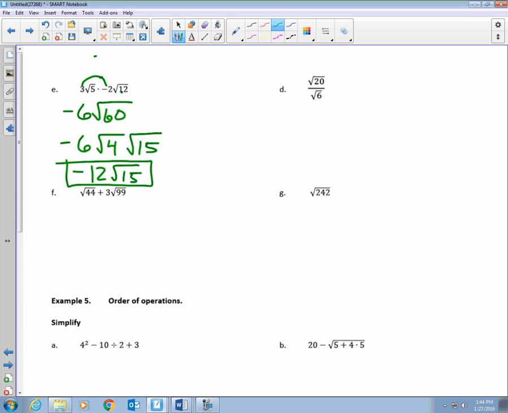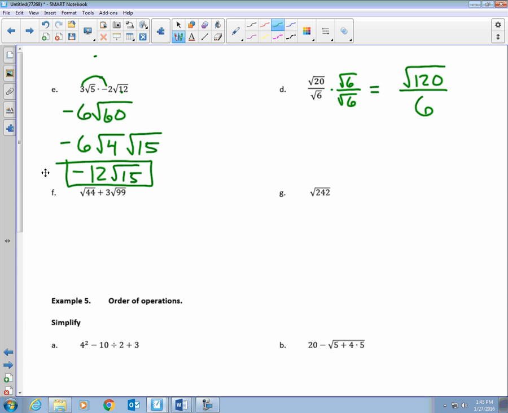Okay, we've got D. What's wrong with this? What do I have to get rid of? Yep, I can't have the square root of 6, so I multiply top and bottom by square root of 6. Okay, I can multiply radicals. Square root of 20 times square root of 6. What's 20 times 6? 120 over just 6.